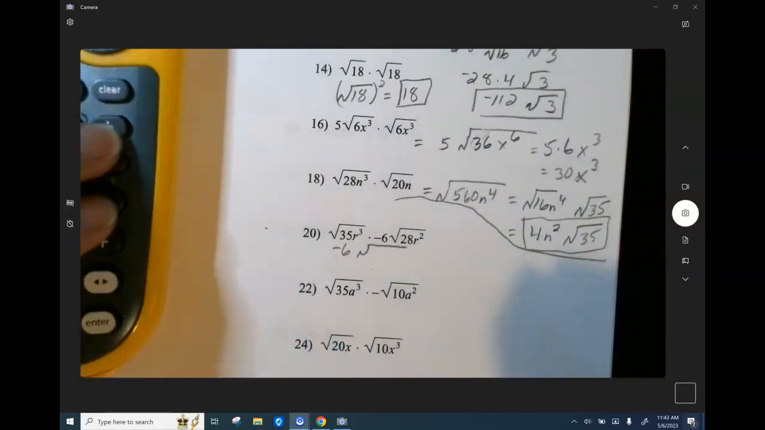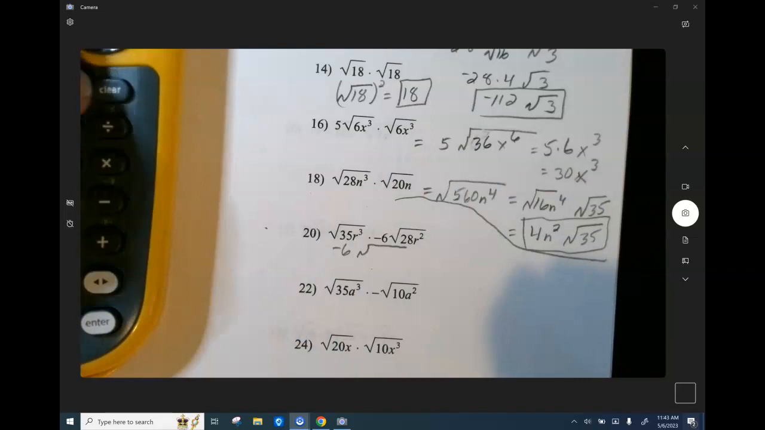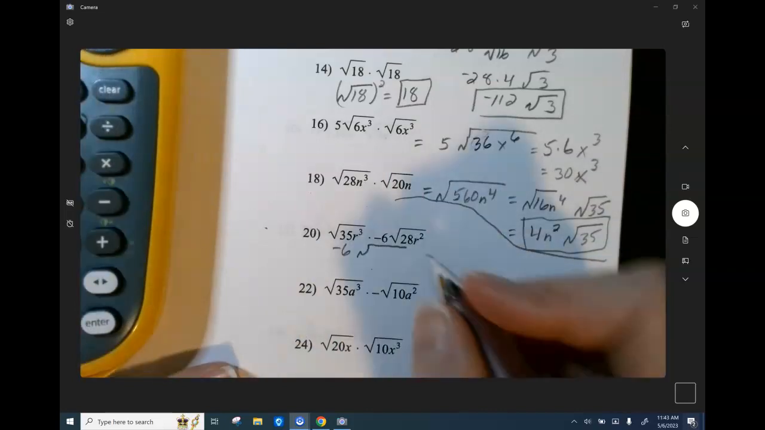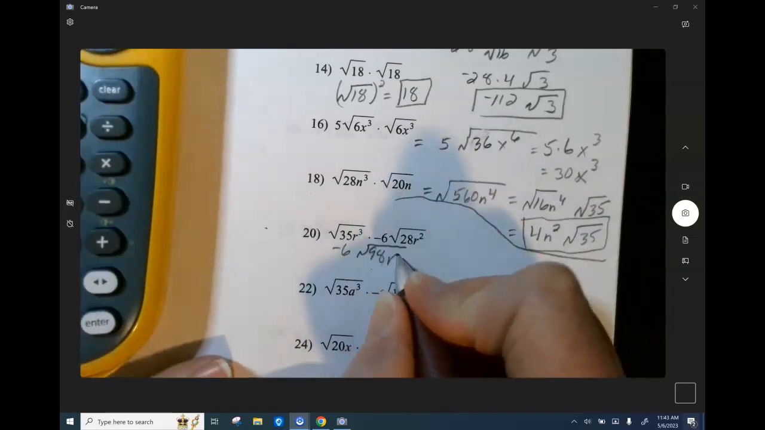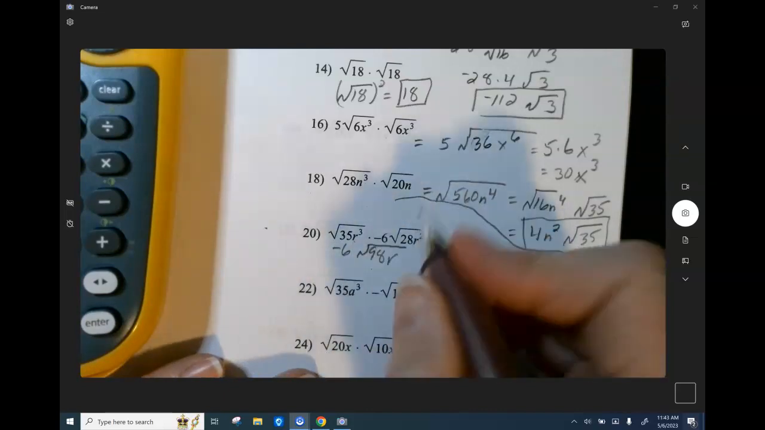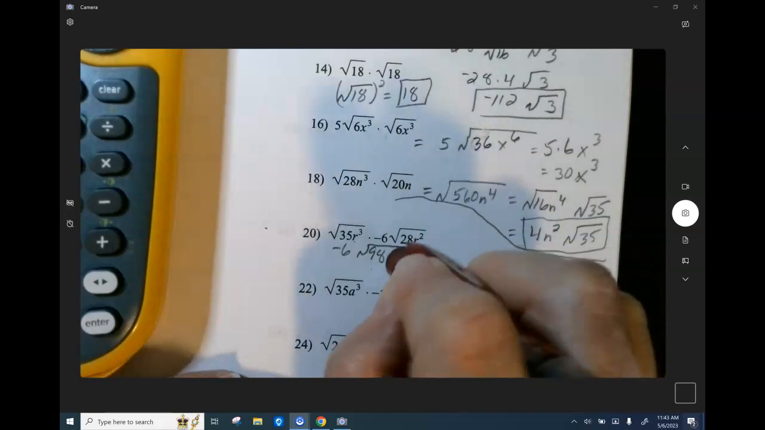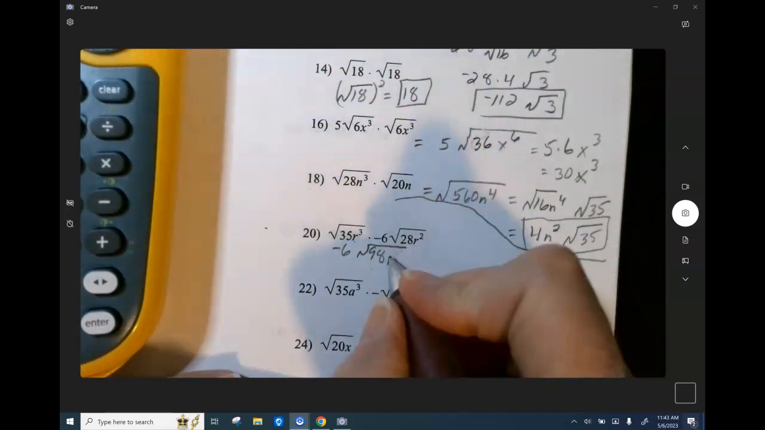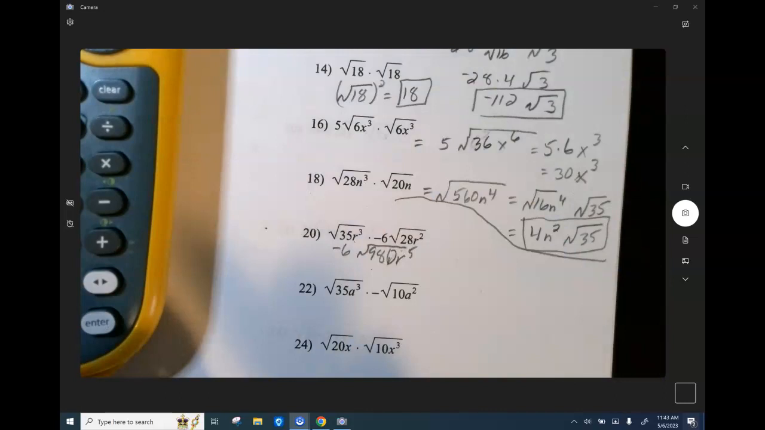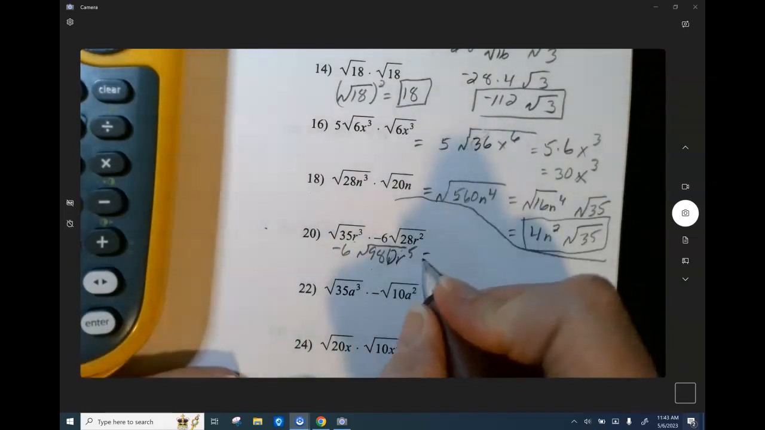We're going to have 28 times 35. That's times 35. That gave us 980. R to the, when I multiply, I add my exponents, so R to the 5th. Hey, I kind of forgot a 0 there. 980 R to the 5th. Okay, the 6 just keeps hanging out on the outside.